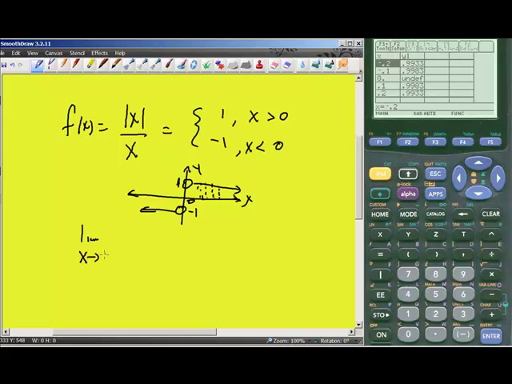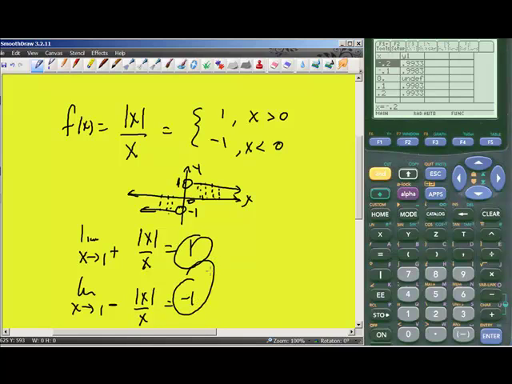So the limit as x goes to 1 from the right-hand side of the absolute value of x over x ends up being 1. But when you come from the left-hand side, the curve is going to negative 1. So I write the limit as x goes to 1 from the left-hand side of the absolute value of x over x is equal to negative 1. Well, these two values are not the same, but they have to be if the limit exists. So we say the limit does not exist, DNE. The limit has to go to the same value. It doesn't have to be defined there, but it does have to go to the same value both from the right and from the left.